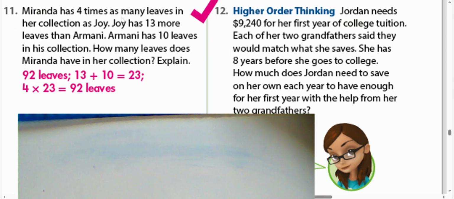Miranda has 4 times as many leaves in her collection as Joy. Joy has 13 more leaves than Ermina. Ermina has 10 leaves in her collection. How many leaves does Miranda have in her collection?